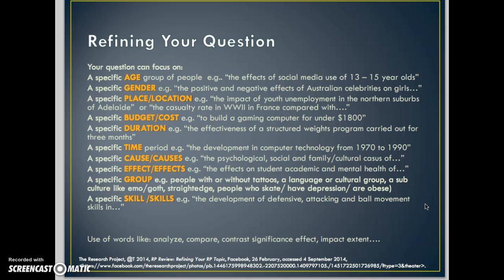the impact of youth unemployment in the northern suburbs of Adelaide, or the casualty rate in World War I in France compared with. A specific budget or cost, so to build a gaming computer for under $1,800. Duration, the effectiveness of a structured weights program carried out for 3 months. Time period, the development in computer technology from 1970 to 1990. Causes, so the psychological, social and family cultural causes of.